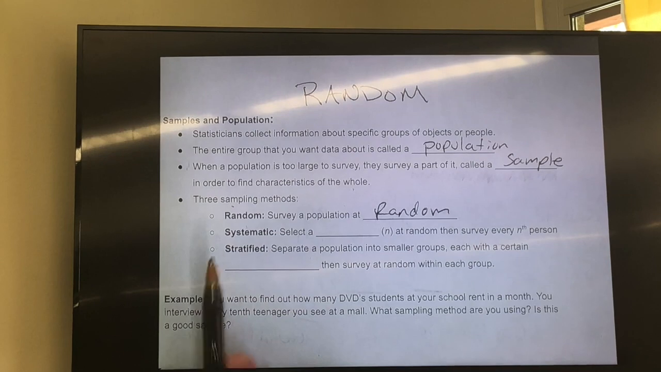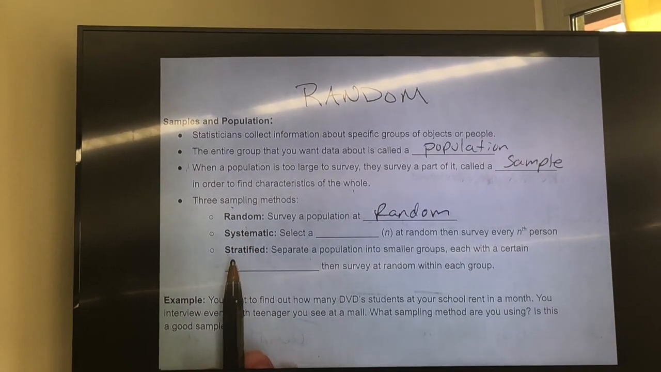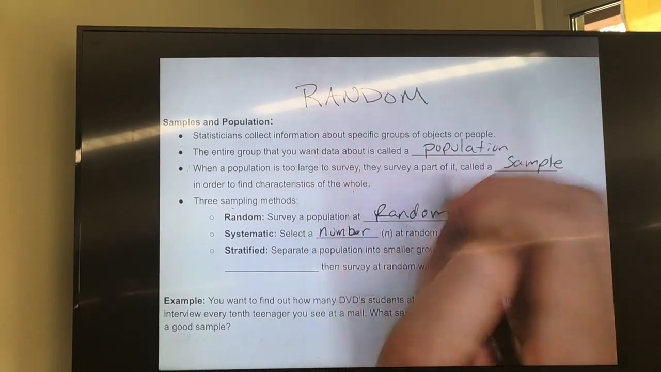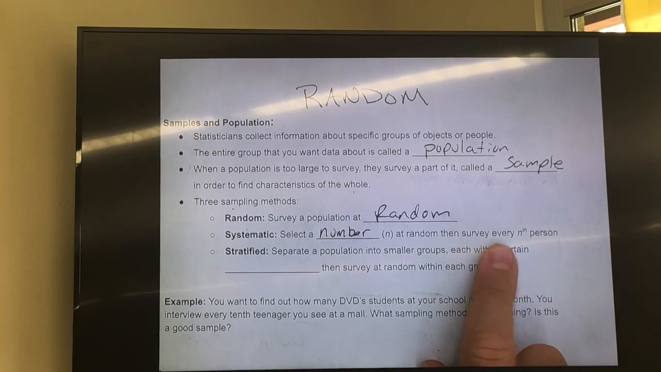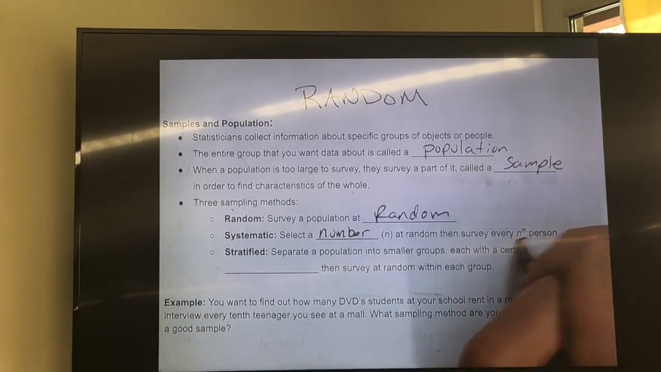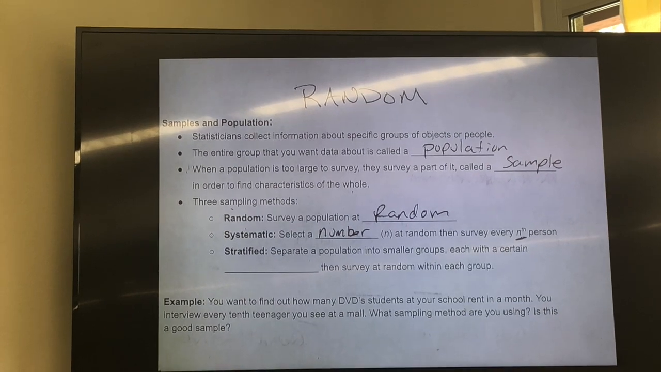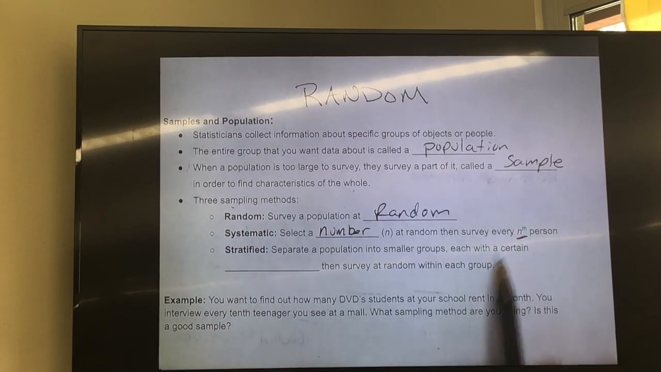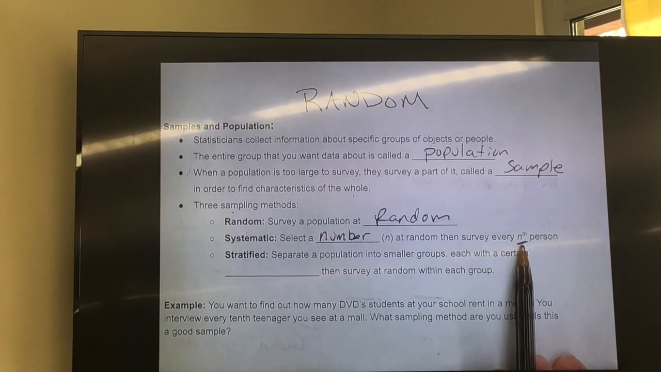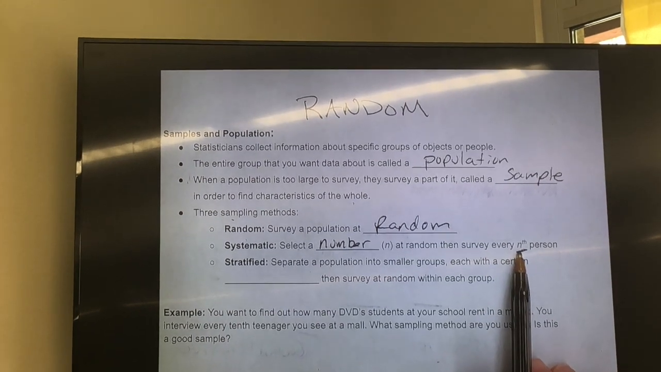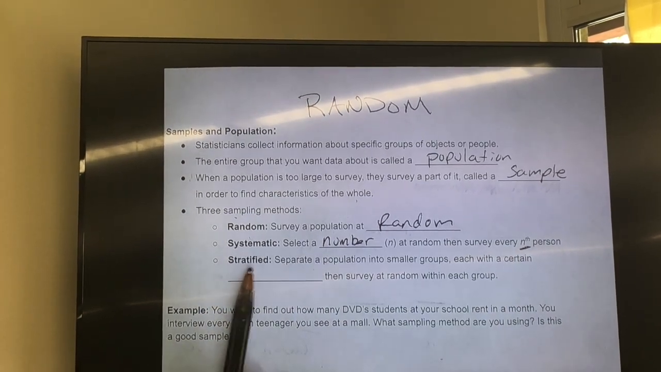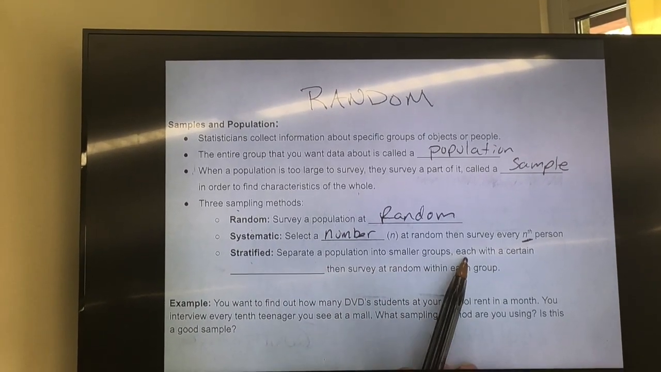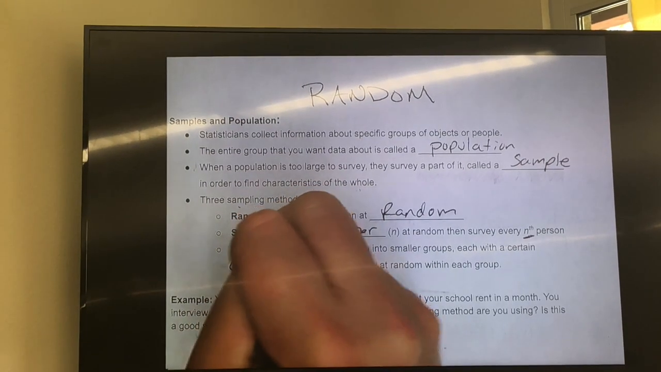Our next one is called systematic. When I hear systematic, I hear system, right? So we're selecting a number at random, then surveying every nth person. This sounds weird. What that means is I'm going to select every fifth person that I see, right? Every fifth person. The number doesn't always have to be 5. It could be the 10th person, the 13th person, but you're doing the same number every time. Our last one will be stratified. We separate a population into a smaller group, each within a certain characteristic.